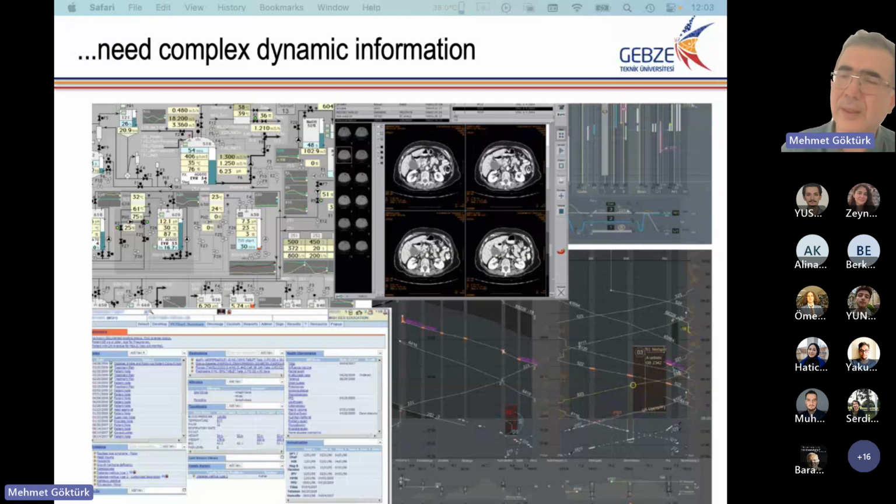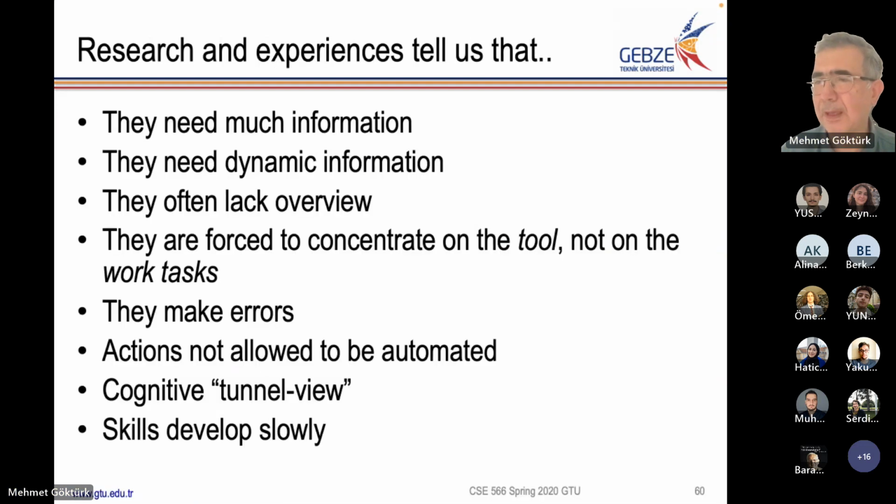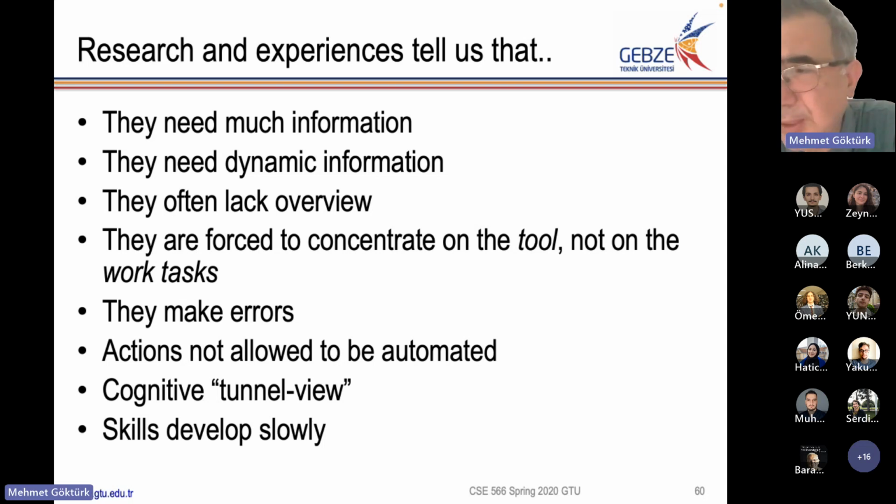So these are good examples of showing complex dynamic information. And what else? Research says dynamic information, as much information as possible, is required. And operators often lack overview. Overview is interesting, like understanding the general condition as an overall status.